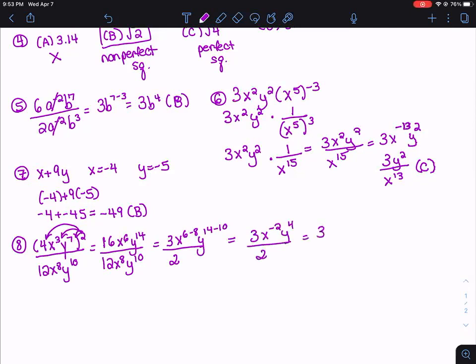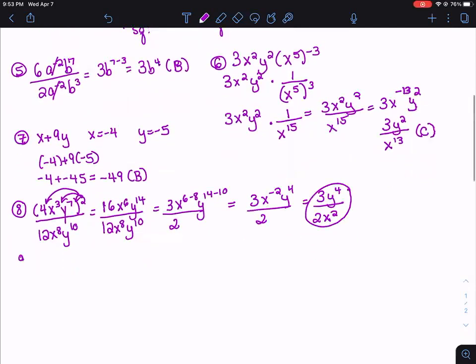The x to the 2 cannot stay negative, so we will flip it into the denominator and it becomes positive. So this is what the answer should have been. But again, I gave you credit if you were marked wrong because that's not fair.